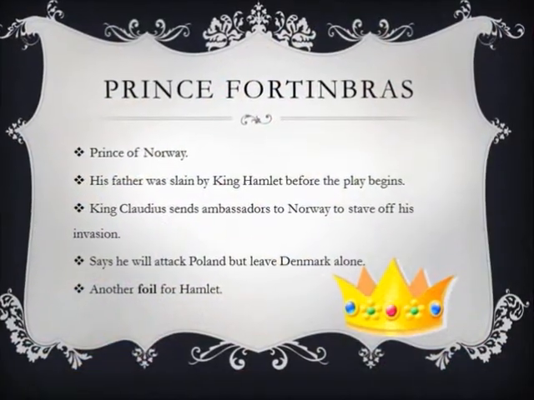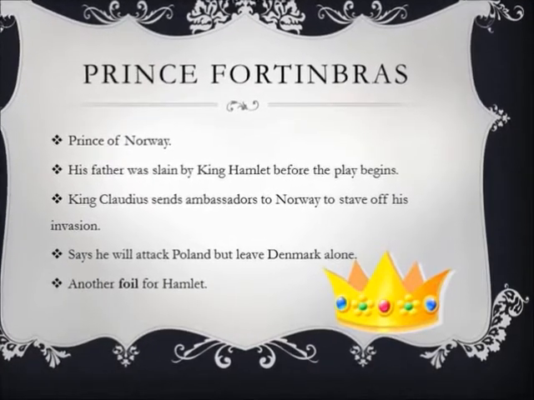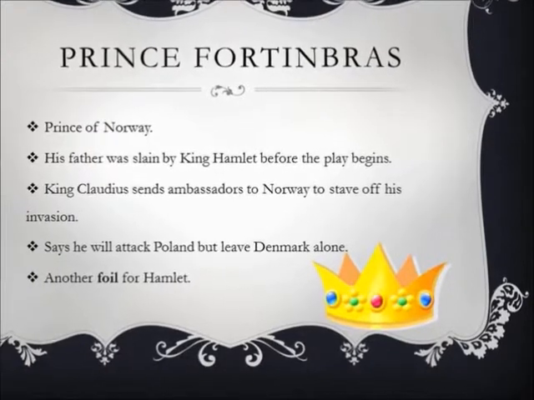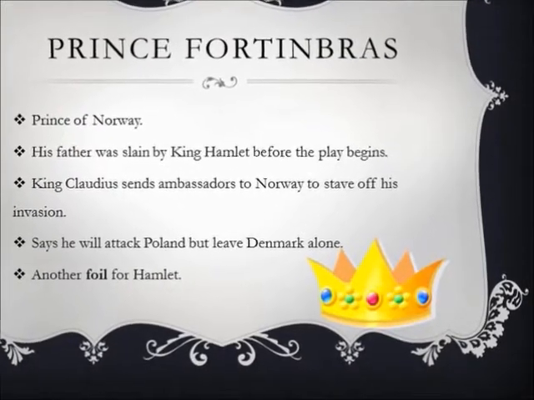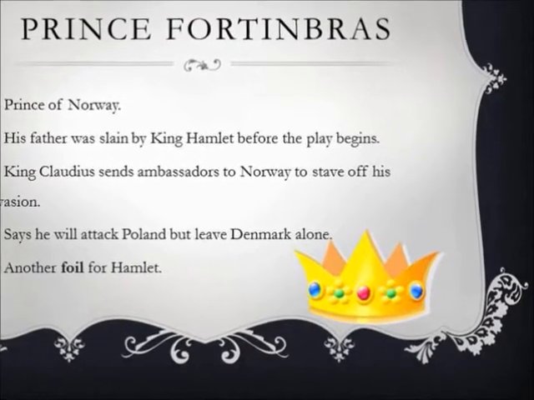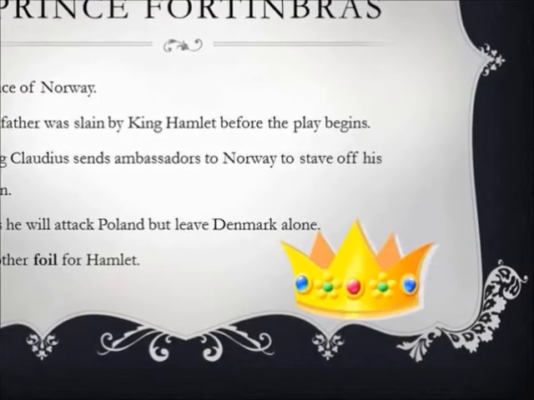Prince Fortinbras is one of the foils for Prince Hamlet. In fiction, a foil is a character who contrasts with another character, usually the protagonist, in order to highlight particular qualities of the other character. In some cases, a subplot can be used as a foil to the main plot. In this case, Fortinbras' impending attack is the foil to the main plot of Hamlet trying to exact revenge on his uncle.